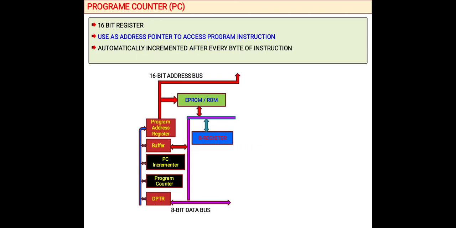Next is the program counter. It is a 16-bit register. The program counter is used as an address pointer to access program instructions, and it is automatically incremented after every byte of instruction fetch, and the incremented data is in the block of the PC incrementer.